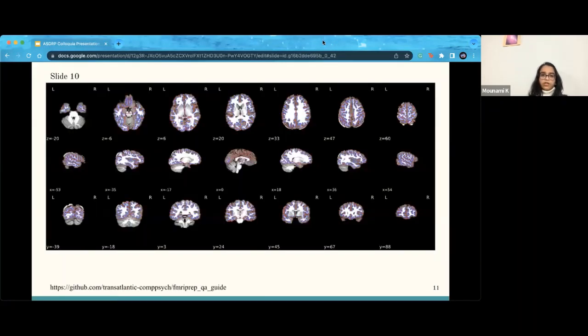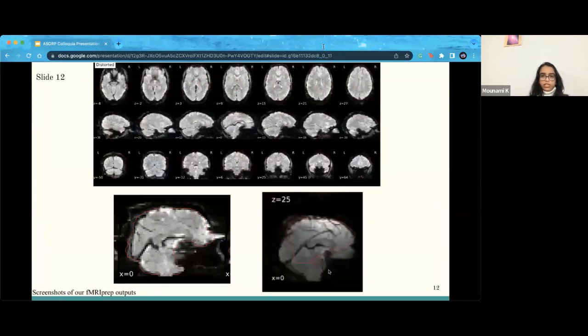In this picture, you'll see the anatomical segmentation. And this step was typically very accurate, or pretty accurate from what we could see when we ran fMRIprep. And the functional data tended to have a lot more issues, which you'll see in these slides.